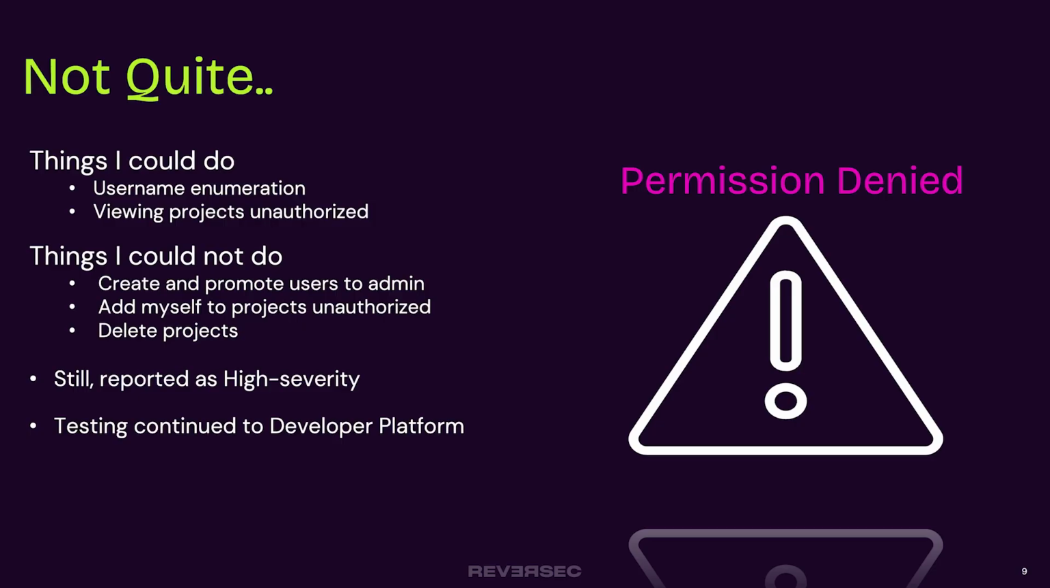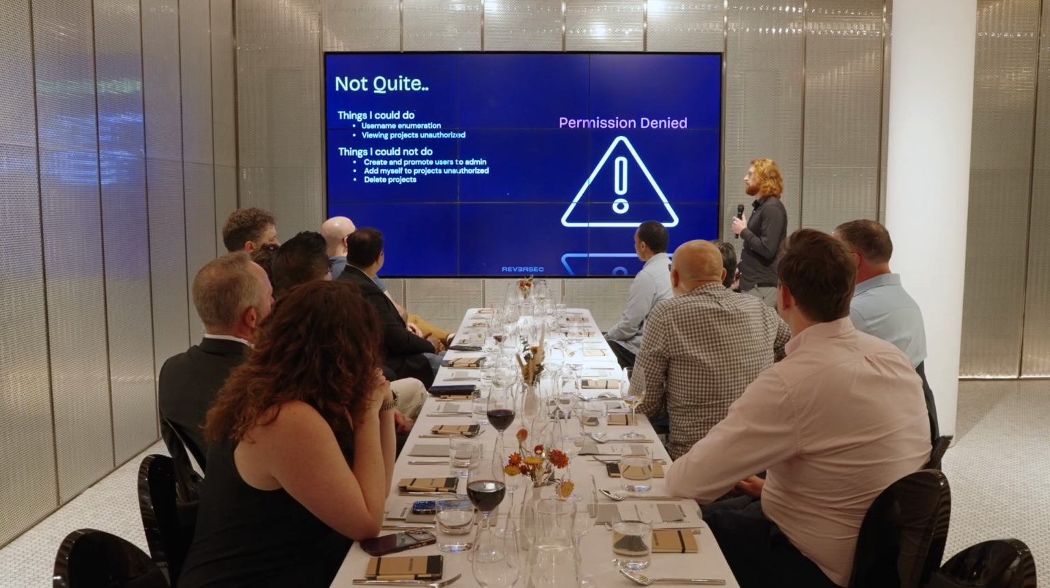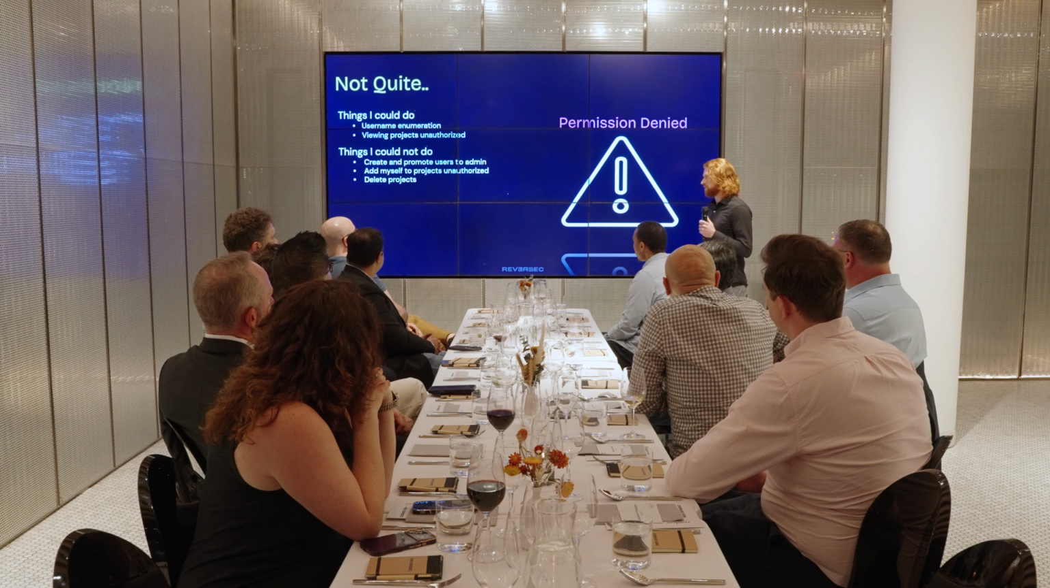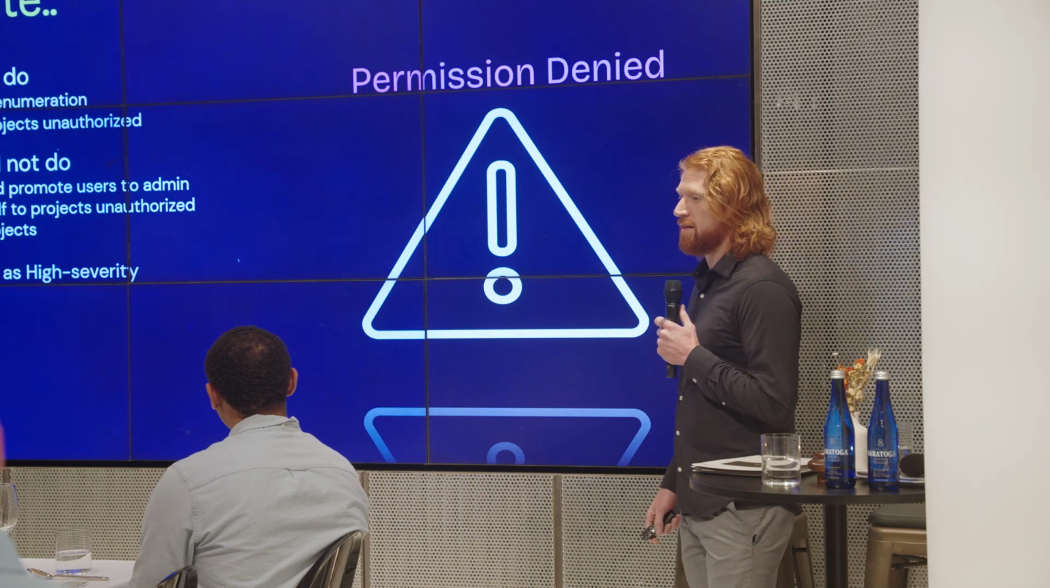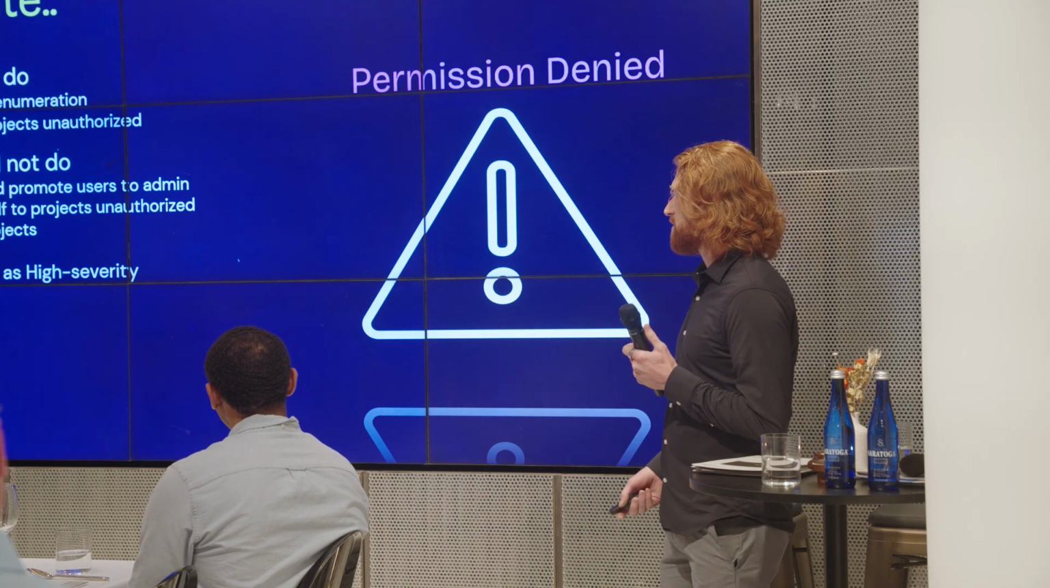Not quite. So some of the things I could do were things like username enumeration and viewing projects that I wasn't authorized to view, getting their IDs, but some of the other things I couldn't do were a lot of the more impactful things, like creating users and promoting them to super user, adding myself to other projects unauthorized, and deleting projects. Things that in this site an attacker would be especially interested in. Still, I reported this as a high severity vulnerability, and I continued testing.